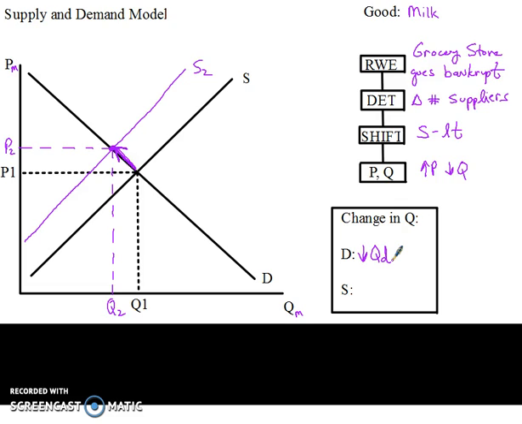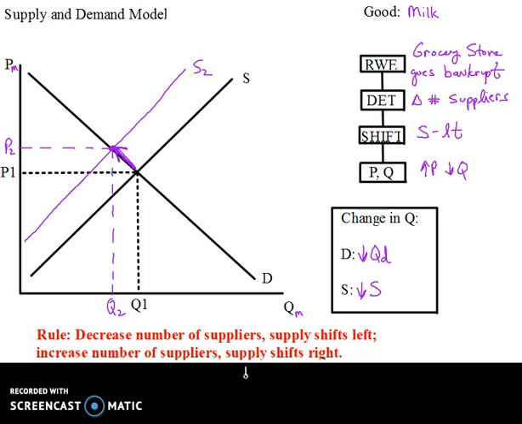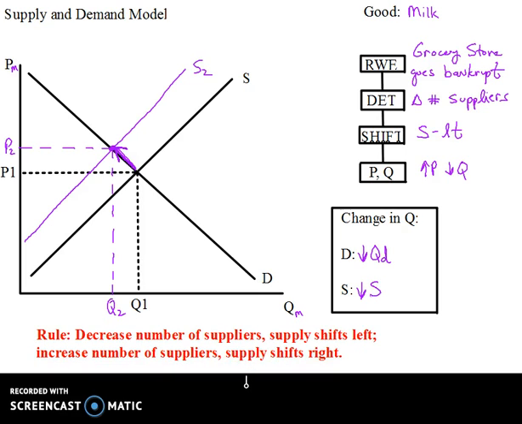And then what about on the supply side? On the supply side, the supply curve shifted into the left. Left is a decrease, so that's going to be a decrease in supply. So let's look at our rule for this. This rule, again, is very straightforward. If you decrease the number of suppliers, that's what we did. That was our example. The supply curve will shift to the left.